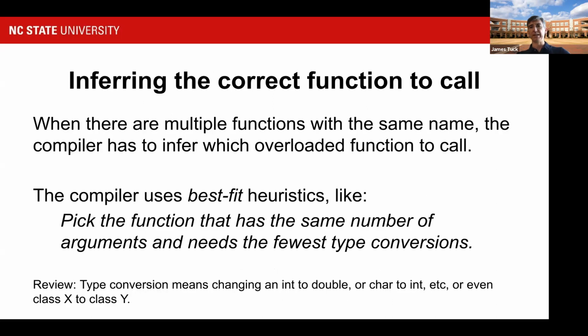The compiler has heuristics built into it to help it decide which function is the correct one to call. When there are multiple functions with the same name, in other words, when there's an overloaded function, the compiler has to pick one, and it picks one using what are called best fit heuristics. Here's an example of what a best fit heuristic may be like. Inside the compiler, it would have some logic that says, a function that has the same number of arguments as the one being called and needs the fewest type conversions, right?